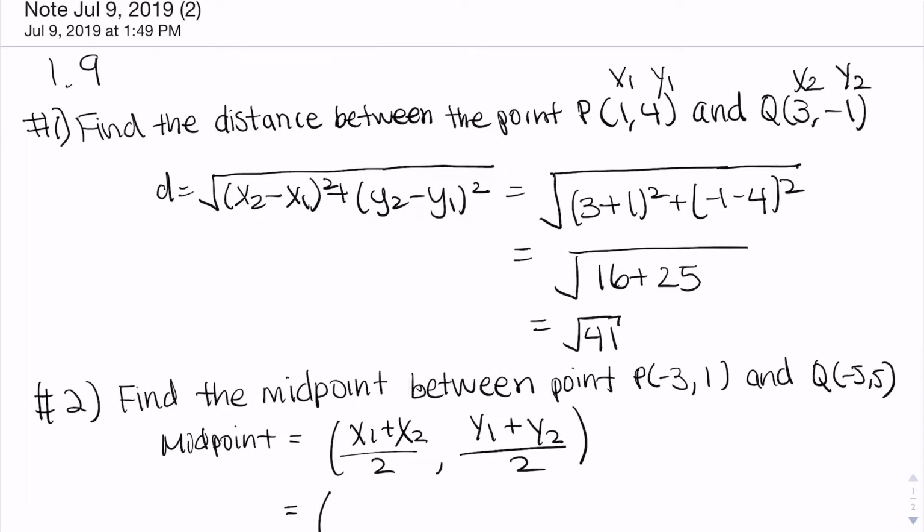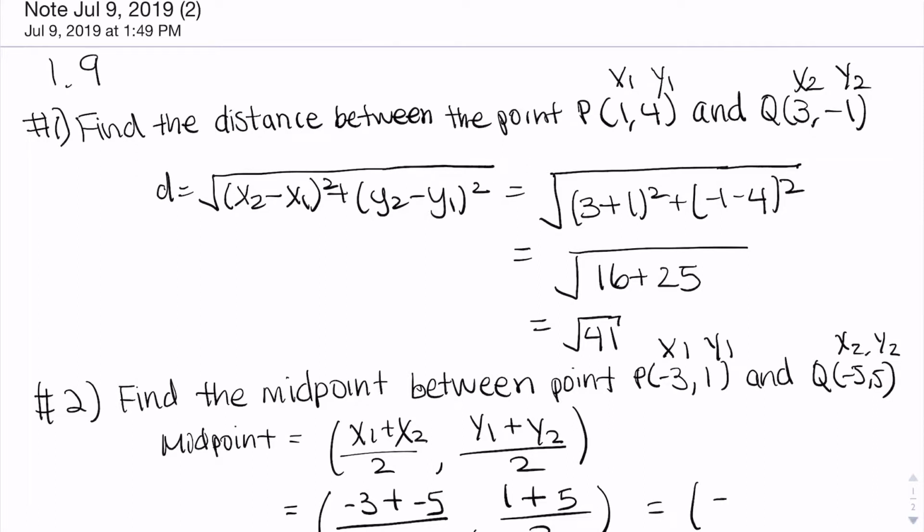Same thing as before, you just have to plug in the values, which is, let's make this x1, y1, x2, y2. So now let's plug it in. Y1 is 1 plus 5 over 2, and you get your midpoint value to be -4 and 3.